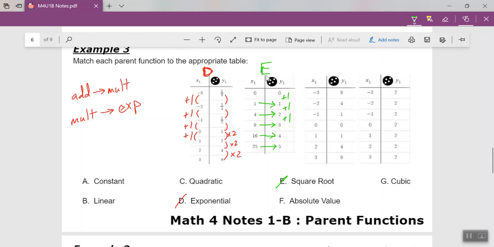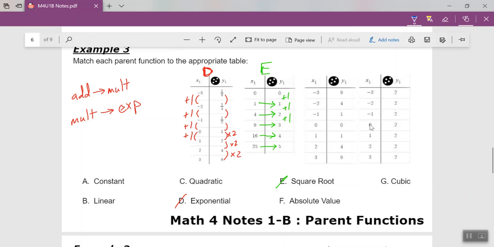If it had been a quadratic, I would have had the 1, 2, 3, 4, 5 on the left, and I would have had the 4, the 9, the 16, the 25 on the right. Because it is going backwards, so to speak, I am starting with the squares, and then suddenly they are undone. That's what a square root does. So this is definitely a square root chart.